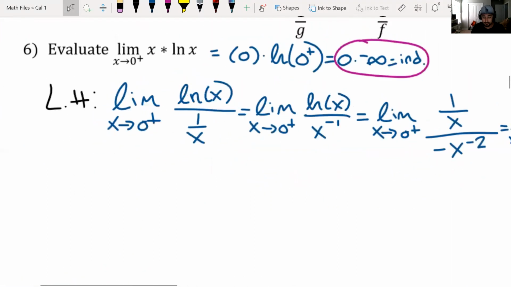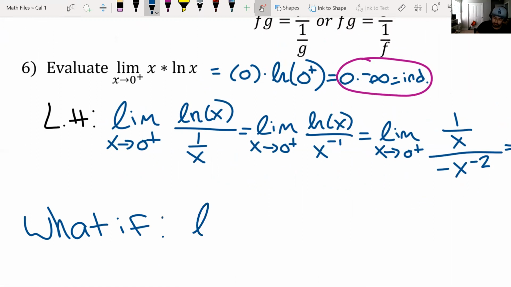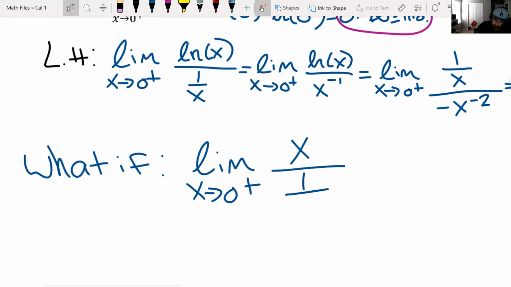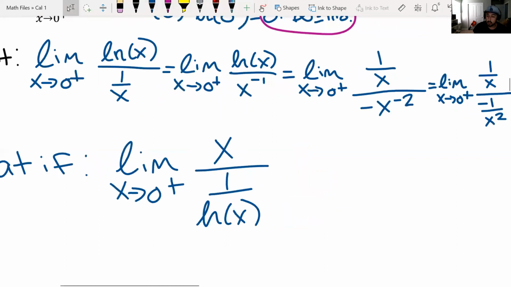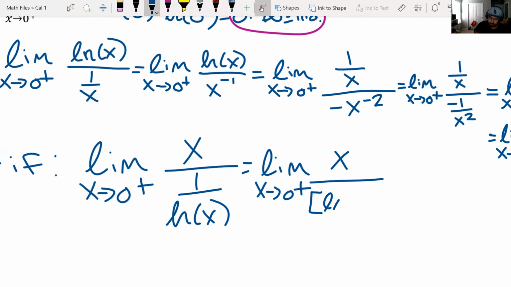Okay. Let's take a peek at what happens if we put the natural log in the denominator. Just a peek, right? You would have the limit as x approaches 0 from the right of x over 1 over the natural log of x. That already doesn't look like fun, because now you have to rewrite it as the limit as x approaches 0 from the right of x over, putting brackets for neatness, natural log of x to the negative 1.